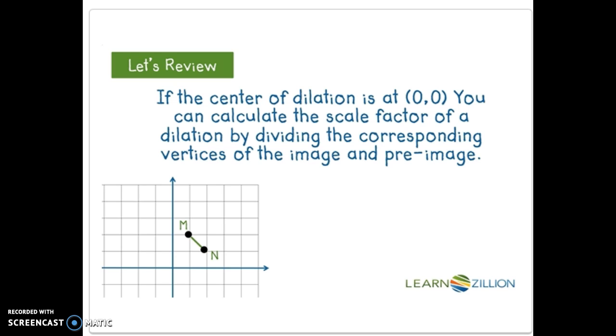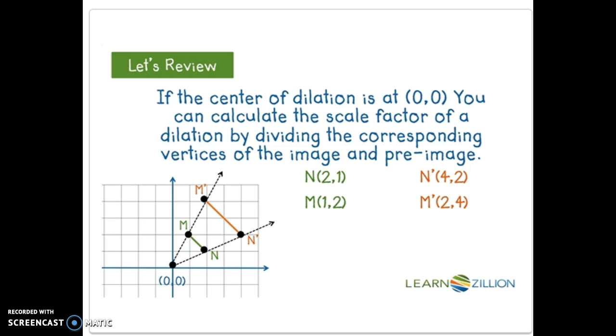Let's look at the x values. We have N prime and N. If we look at their x values, the scale factor would be the x value of N prime, which is 4, divided by the x value of N, which is 2. And that simplifies to 2. Therefore, the scale factor is 2.